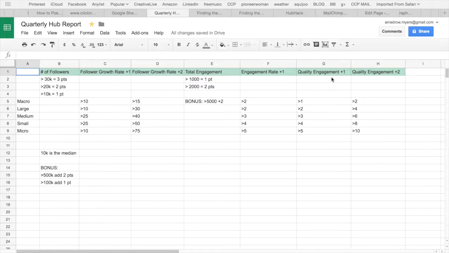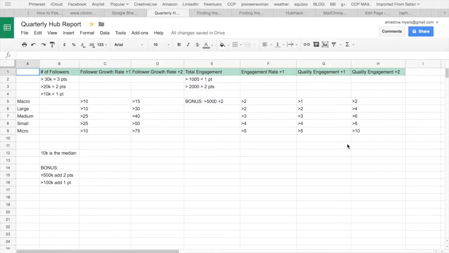Quality engagement, those are going to be comments. We're taking the likes out. We just want to look at comments. I parsed it out by the size of the hub, and you earned 1 point if you had a quality engagement percent on average of greater than these numbers. And then you got 2 points if you met these numbers.